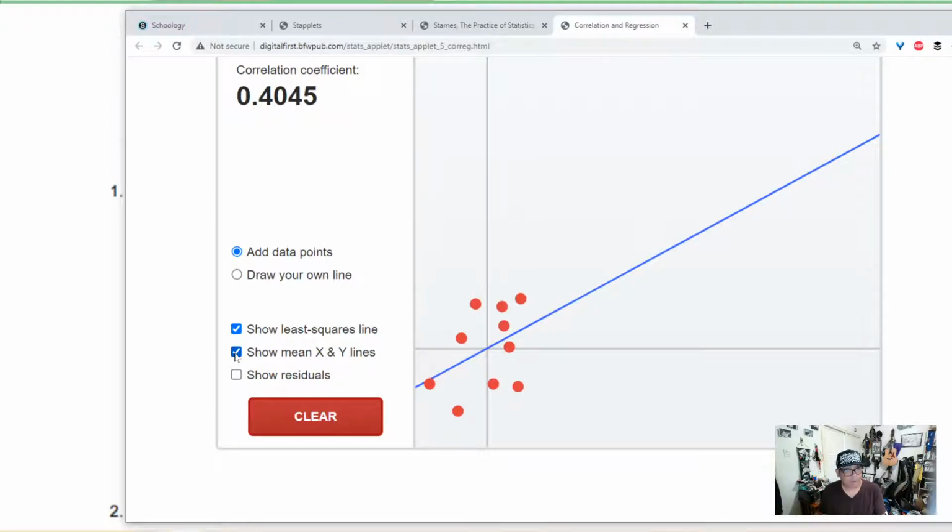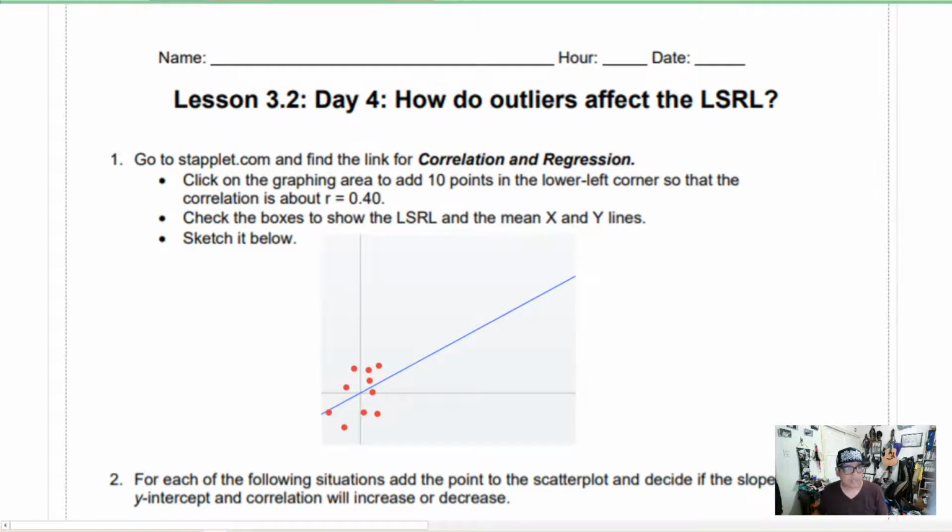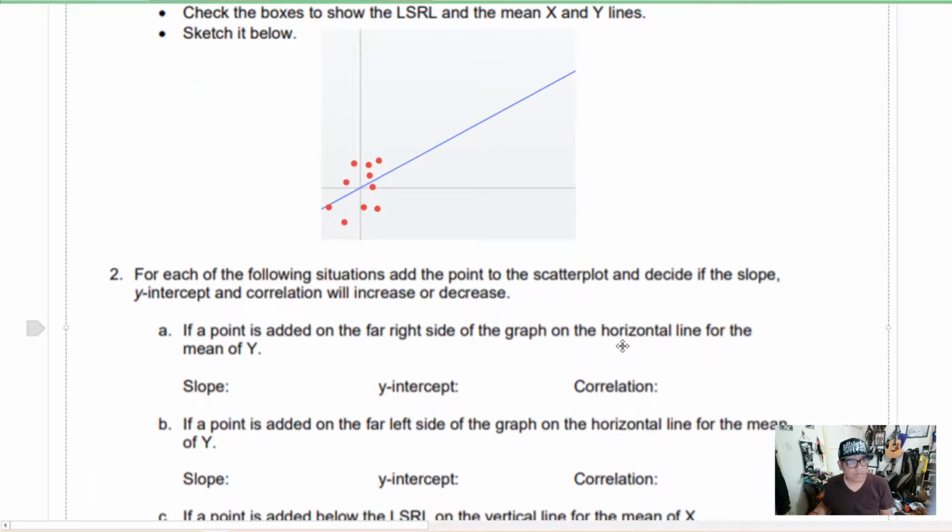Okay, now we're supposed to sketch this into our StatsMedic paper. Like most of you, I'm just going to screenshot that over. And the next thing for us will be, for each of the following situations, to add the point to the scatter plot and decide if the slope, y-intercept, and correlation increase or decrease. So we're going to add a point to the far right side on the horizontal line for the mean of y. Well, which one is the mean of y? Over here, horizontally, we have y bar.